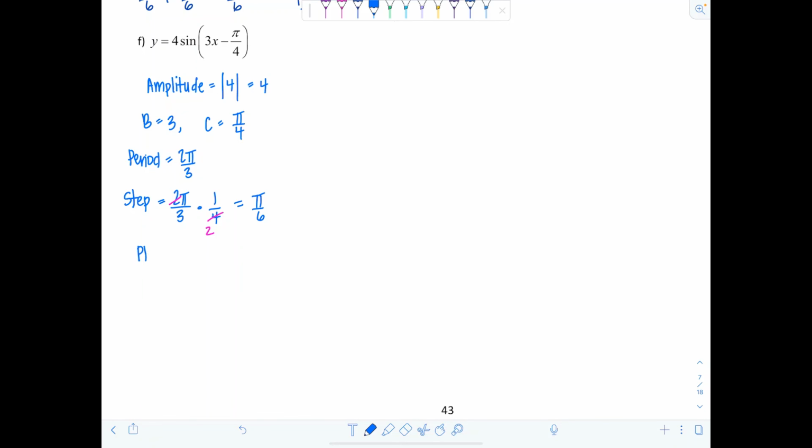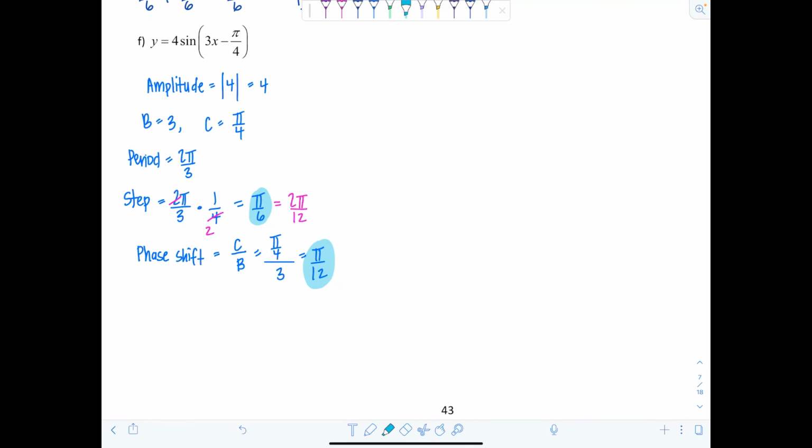We have a phase shift here. Remember, phase shift is equal to c divided by b. So that's pi over 4 divided by 3. Pi over 4 divided by 3, or pi over 4 times 1/3, is pi over 12. So right away I notice, okay, phase shift is pi over 12. Step is pi over 6. Let me get a common denominator. So that's 2 pi over 12, because I know I'm going to have to be adding them together.